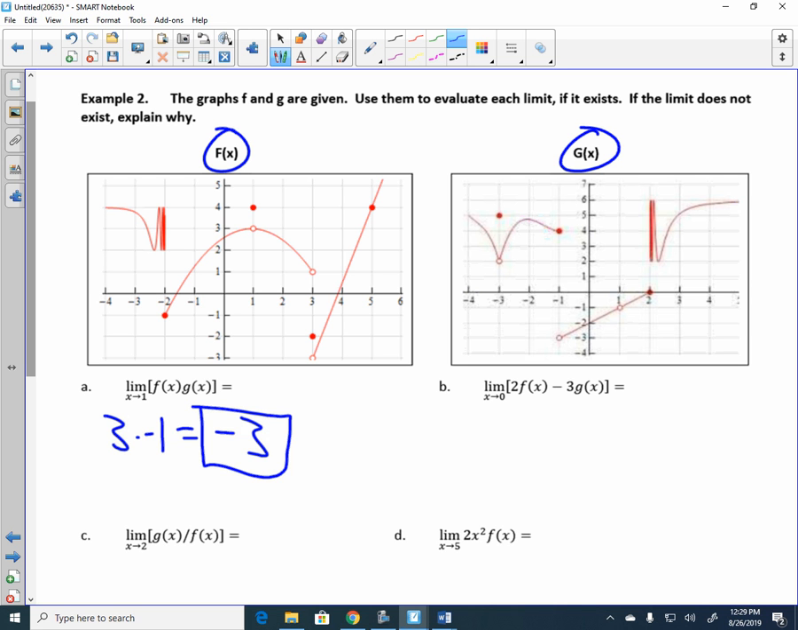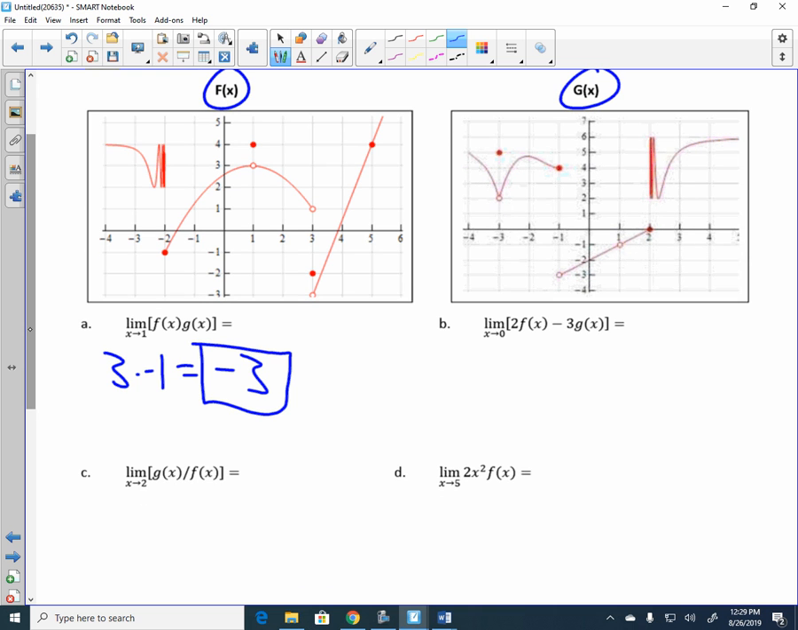Now I'm going to approach 0. Approximate the value if you can't determine it for sure. What do we have for f? Sure, 2 times 2.5 minus 3 times negative 2.